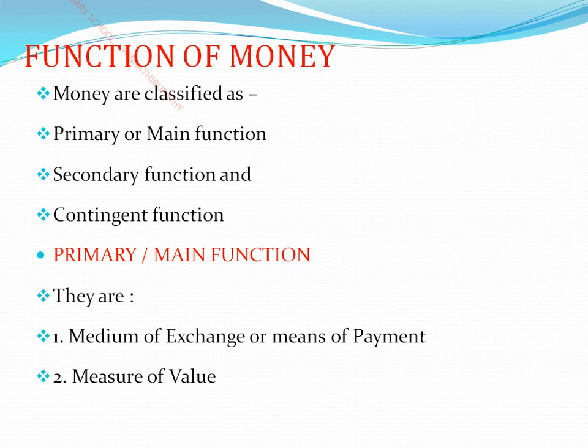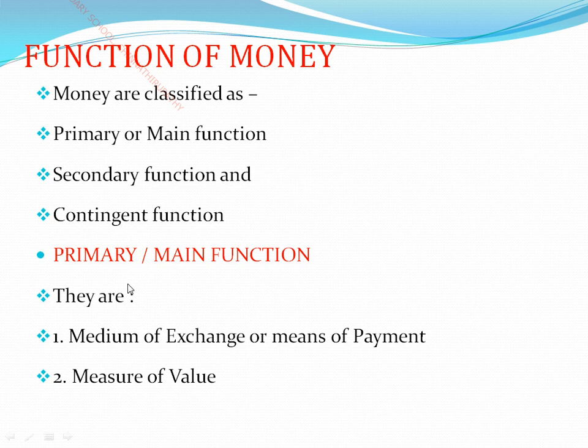And taking the nature of money, money has been divided into various functions. See here in this slide, money functions are classified into various types: the primary or main function, the secondary function, which comes after playing the role of primary, and the third one, the contingent function. Children, we have discussed this in the past class. Under the primary function, also called the main function, we are going to learn briefly in this session today.